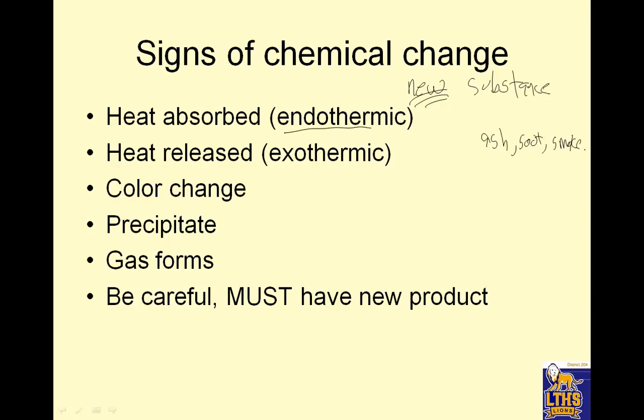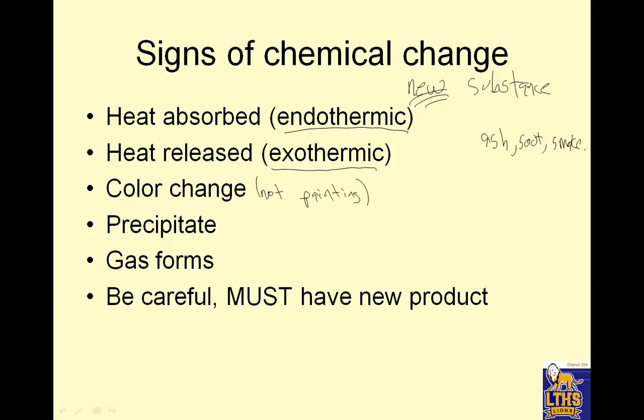Heat is absorbed. That's the definition of endothermic. You should know that. Heat is released. That is the definition of exothermic. You should know that. I wrote that down. Color change. This would be, signs of chemical change would be color change. This is not painting or coloring. So just so you know, if you paint something, you don't make it something new.